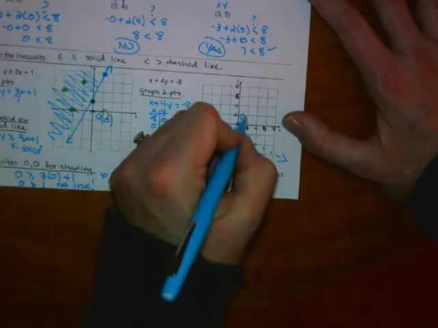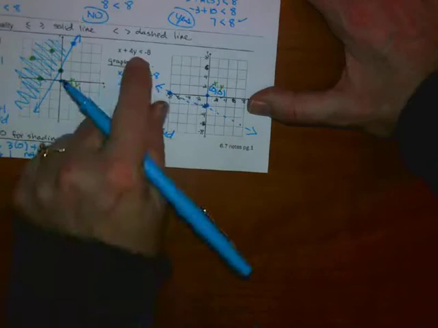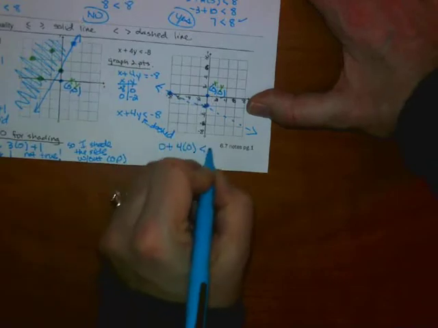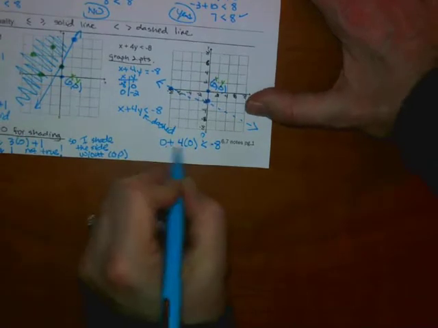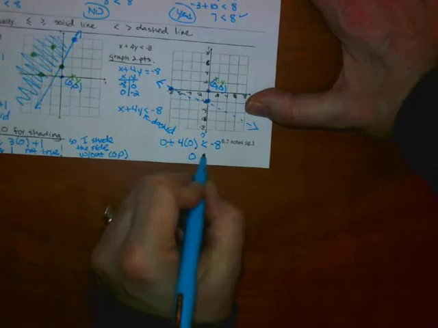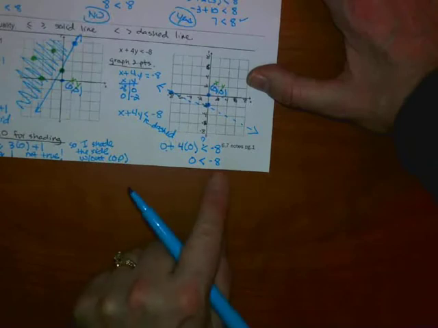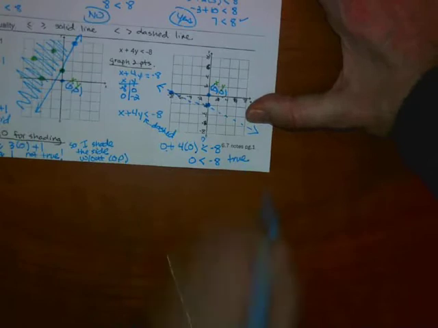So I'm still going to test with 0, 0. Remember, this is x and this is y. Okay? So I'm going to plug it into my inequality, substitute 0 for x and 0 for y, and see if that is a true inequality. 0 plus 0, is that less than negative 8? Be careful, people want to say yes, but it's not if you think of the number line. 0 is bigger than negative 8. Okay, so this is a true statement.